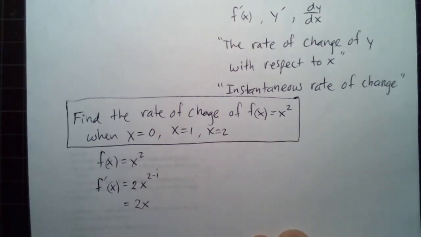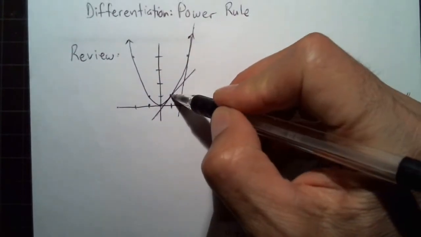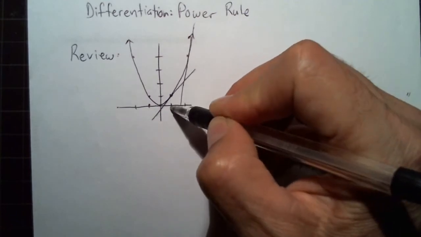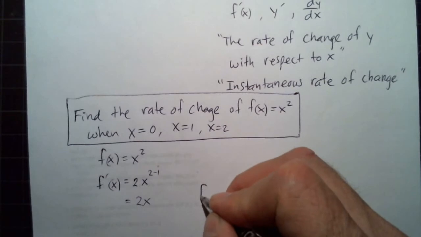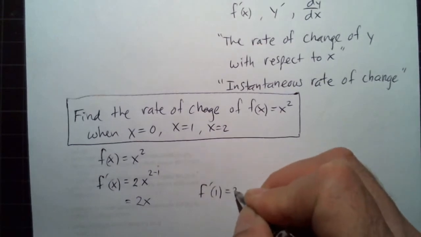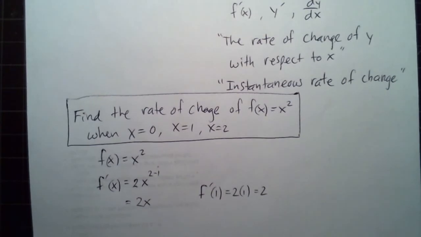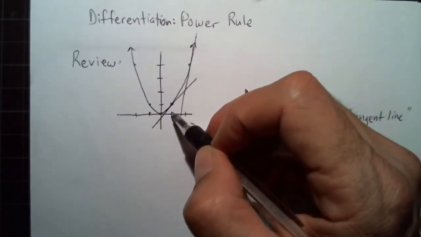And looking back at the first graph, we would say we were looking at what is the slope of this tangent line, what is the derivative at 1. If we want to know the derivative, we'll just do f prime of 1 is 2 times 1, and the slope is 2. So we can determine that the slope of this line is 2.